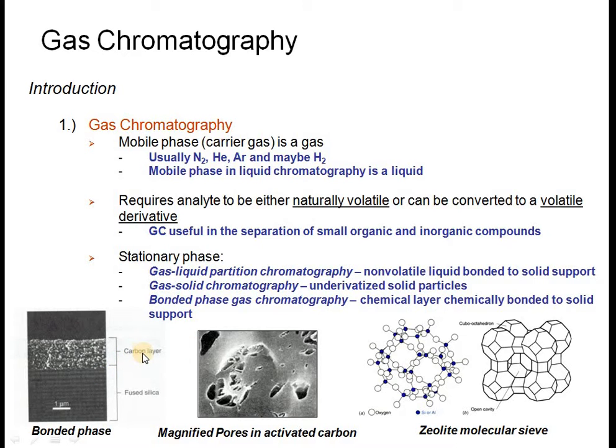This is the carbon layer, which is the chemical layer, and this is the fused silica. Fused silica is covered by the carbon layer, so the chemical layer is chemically bonded to the pores. This is the magnified pores in activated carbon. This is a zeolite molecular sieve. This is oxygen, and this is aluminum and silicon: one aluminum and one silicon combined with oxygen.